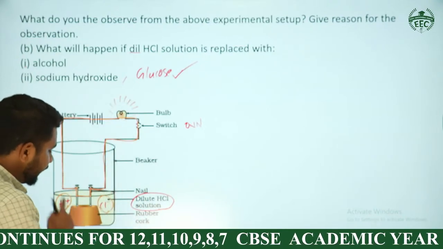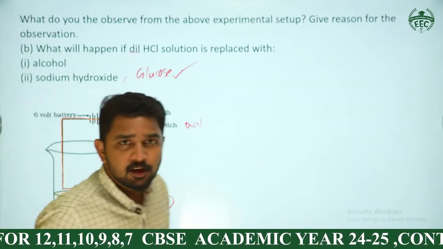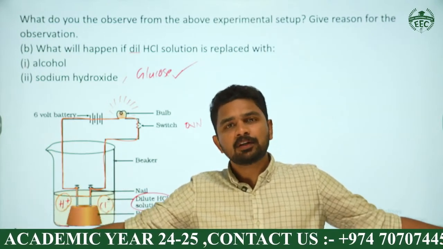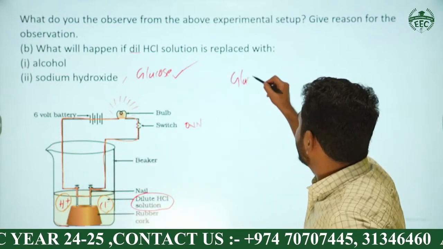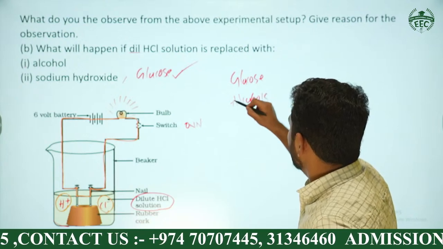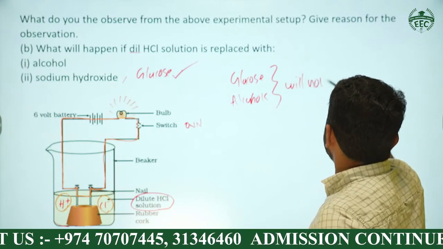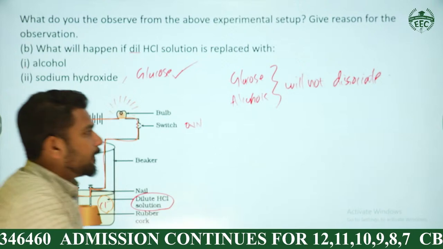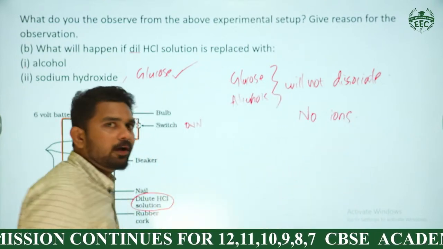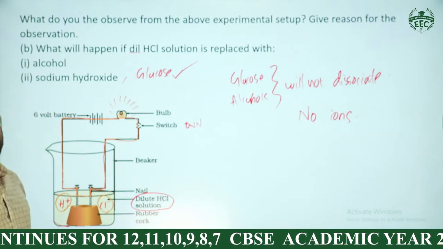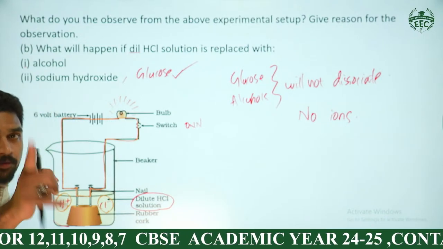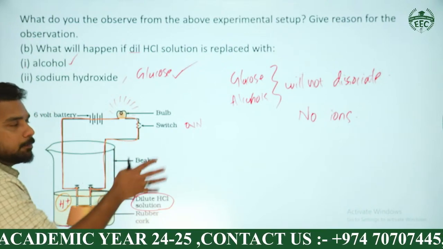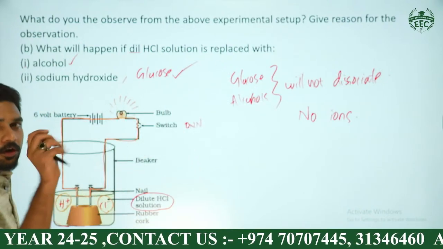Now, when it is glucose, you know that glucose will not dissociate. So if it does not dissociate, there will be no ions at all. If it is alcohol, they will not dissociate either, so there will be no ions. If there are no ions, they will not conduct electricity. That's a point you have to remember. So glucose and alcohol will not conduct electricity because they will not dissociate, and the bulb will not glow.